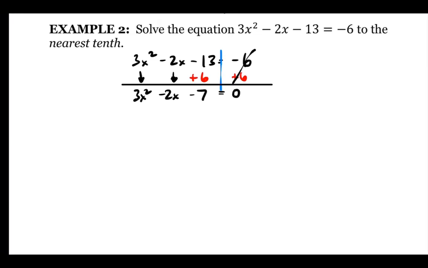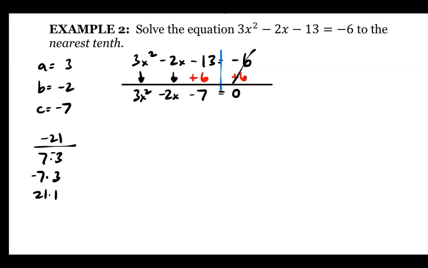Okay. A, B, C. What is A? What is B? What is C? 3, -2, -7, right? Okay. Let's see if factoring is going to work. A times C. What is A times C? -21. What are the numbers that multiply to be -21? There's not many. 3 and 7, right? I could have a +7 and a -3. I could have a -7 and a +3. And then 21 and 1, right?